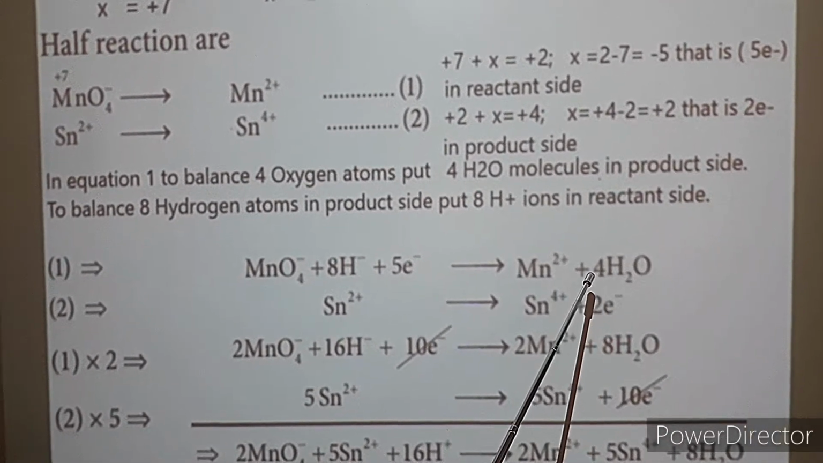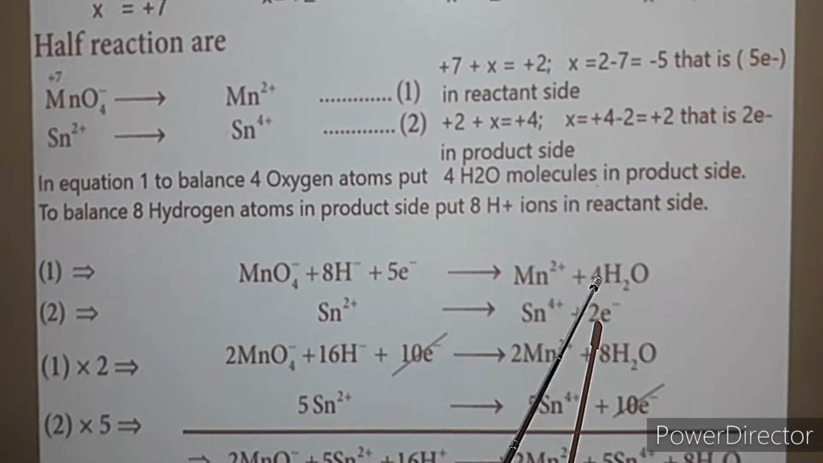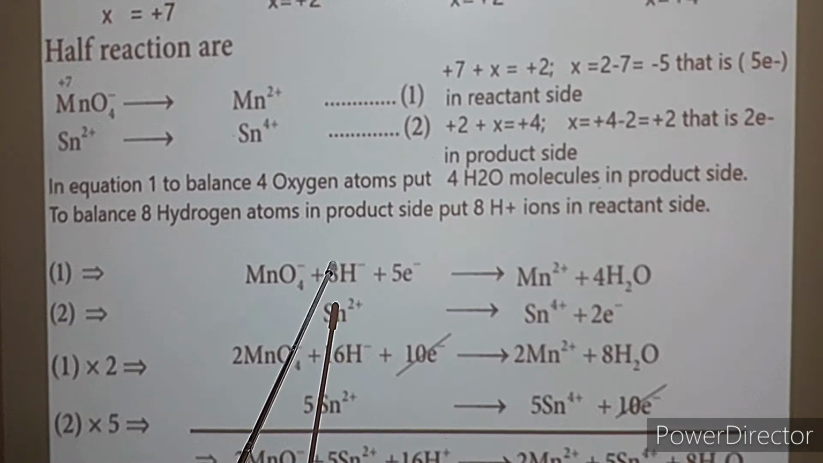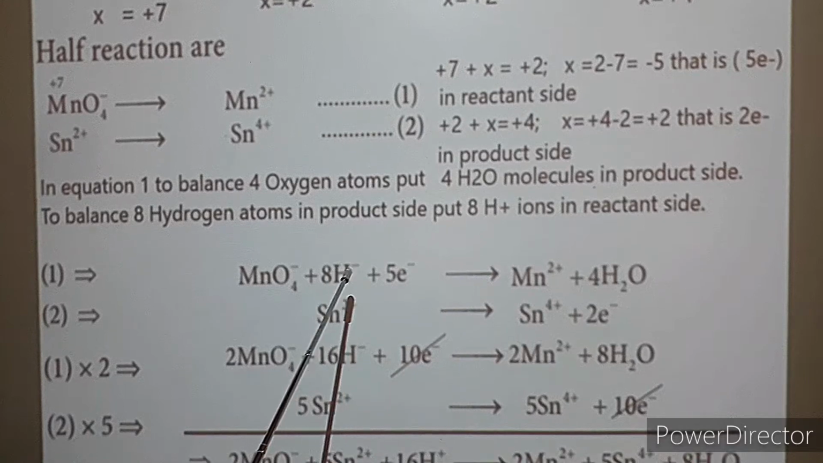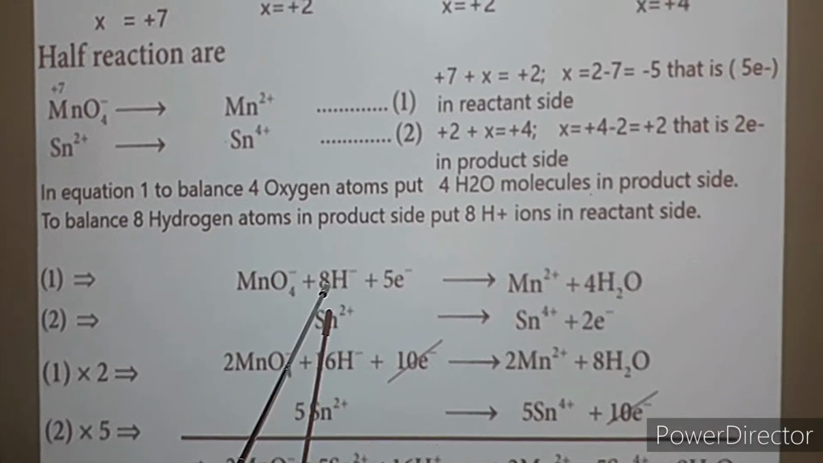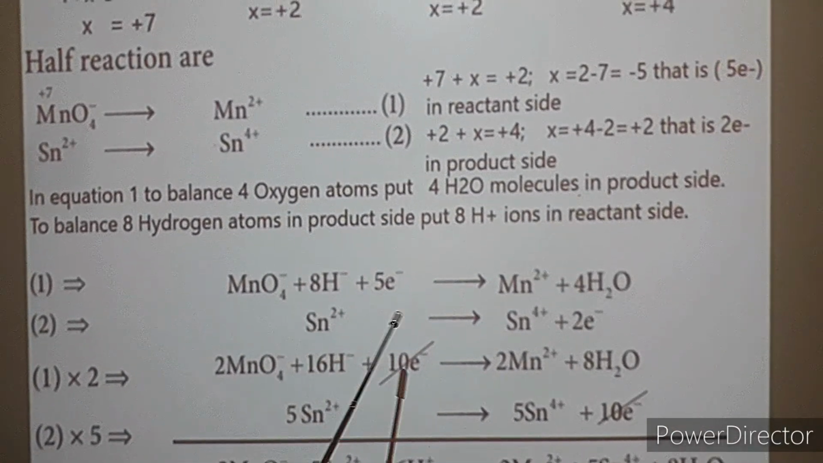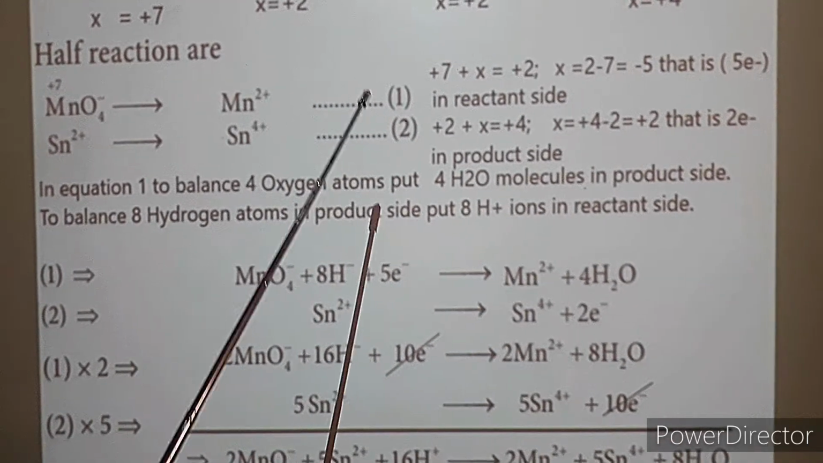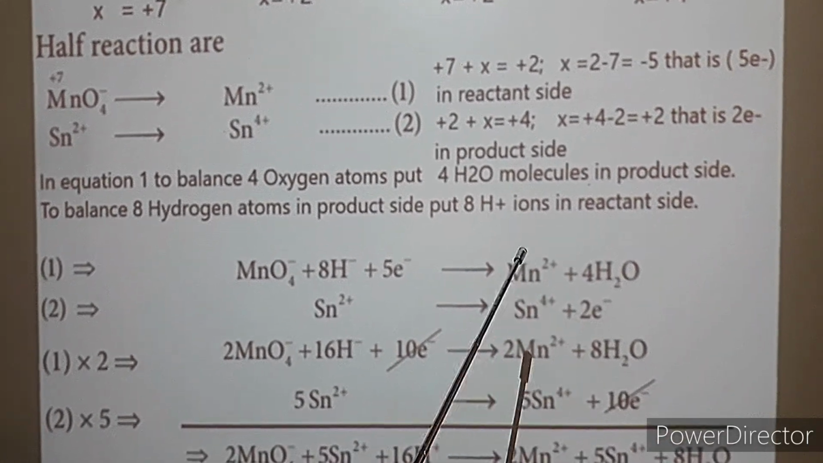And how many hydrogens are present? 4 into 2, 8 hydrogen. So we are introducing here 8 H plus. It is a wrong one, it is not H minus, it is H plus. Please change this one: 8 H plus, and then 5 electrons. This is equation number 1. Now this equation is.